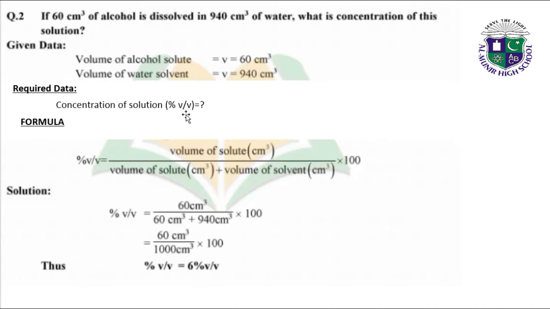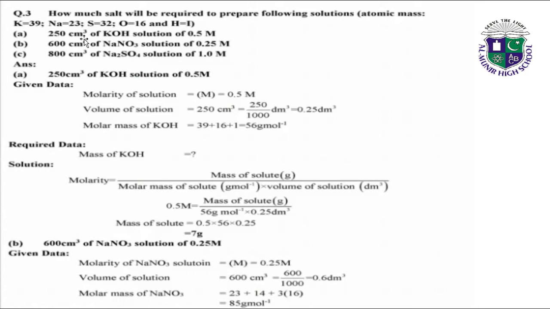As we have studied in this unit about this formula, volume by volume, here we have this formula: volume of solute in centimeter cube divided by volume of solute in centimeter cube plus volume of solvent in centimeter cube, multiplied by 100. We will put all above these values in this formula. When we calculate it with the help of calculator, we will get the answer, which will be 6% volume by volume approximately. Question number 3.